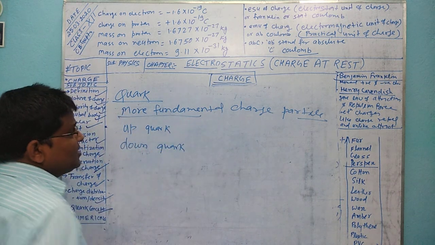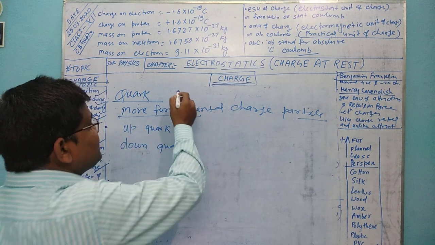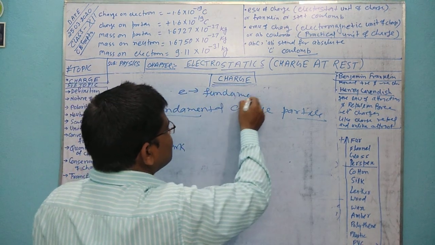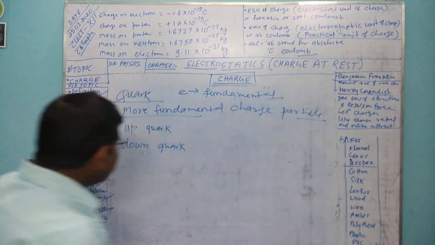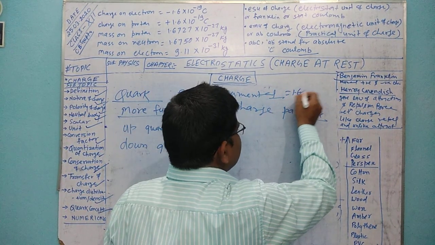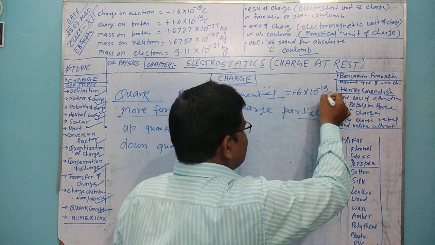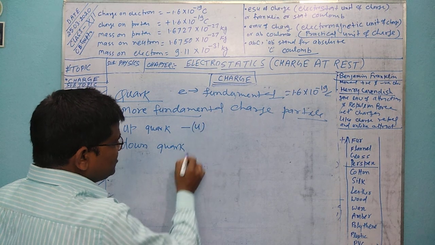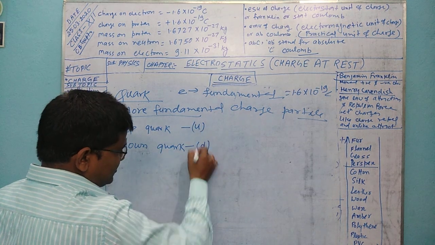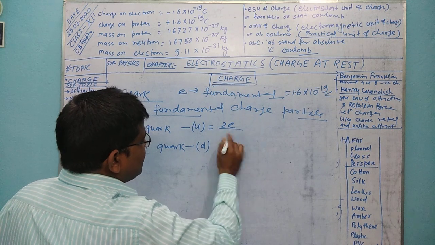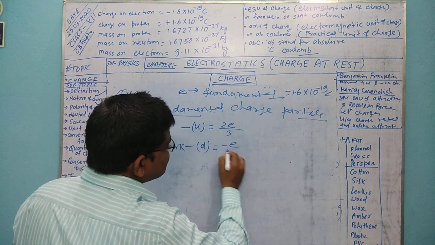More fundamental means electron. E is fundamental, or quark is more fundamental. E means 1.6 into 10 to the power minus 19 coulomb. Don't worry. Up quark is written as U and down quark is D. And U is equal to 2E by 3 and down quark is minus E by 3.